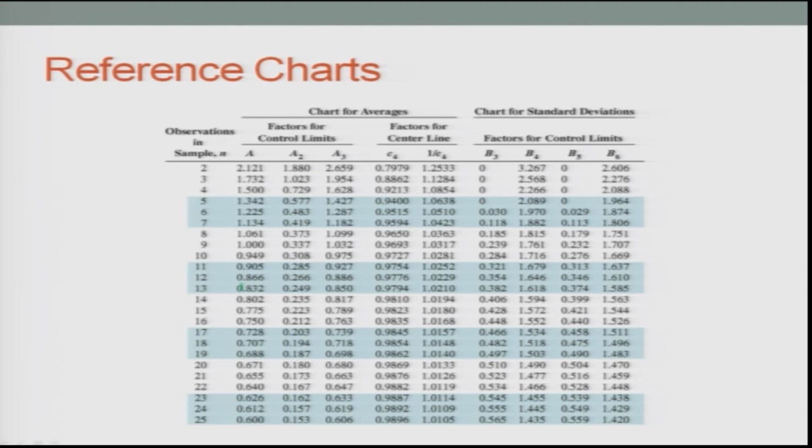So, in the first column you have the observations, which is the sample size n. The factors for the control limits, which are technically for the x bars, are given in the second, third and fourth columns with the headings A, A2 and A3. The factors for the central line, by which you will multiply, are given by C4 and the reciprocal of C4, and the charts for the standard deviations and the ranges are given by the values of B with some suffix, which are B3, B4, B5 and B6.